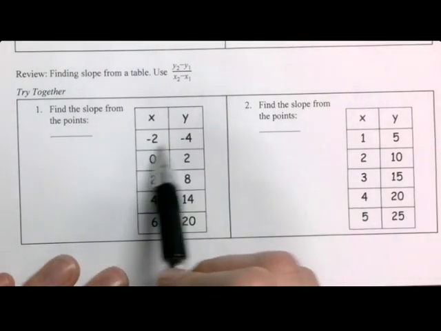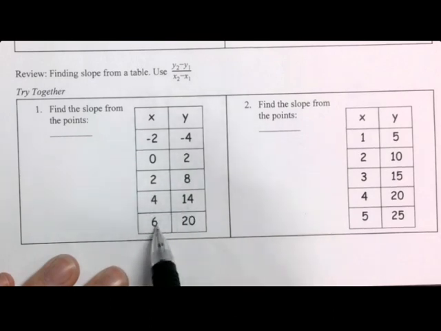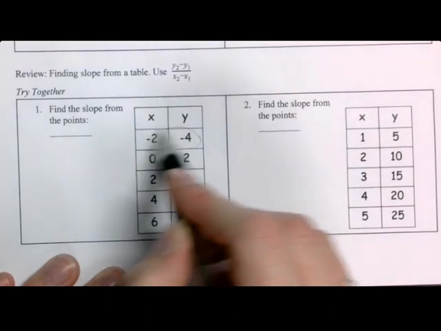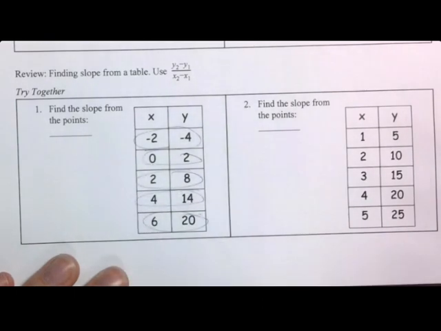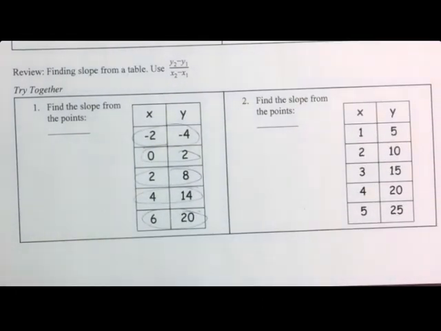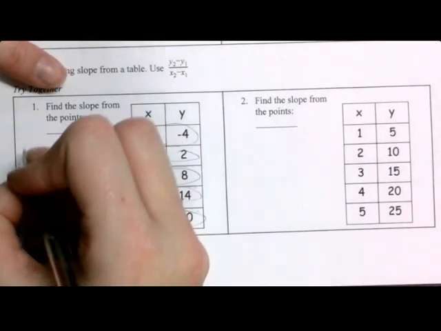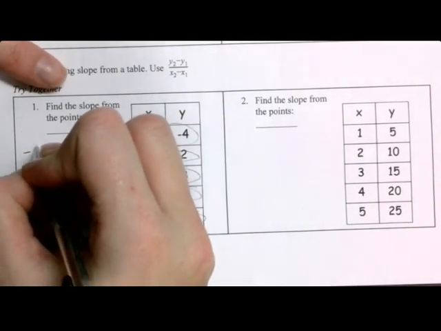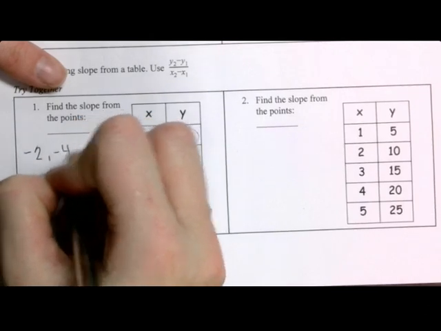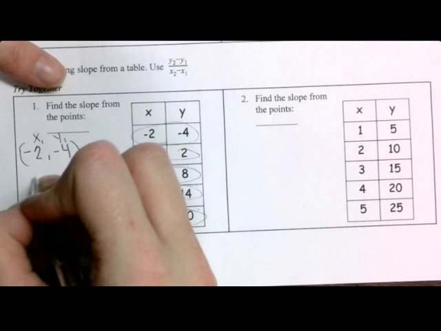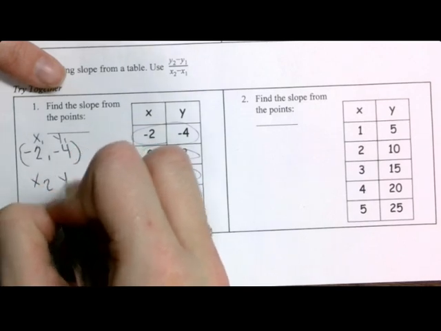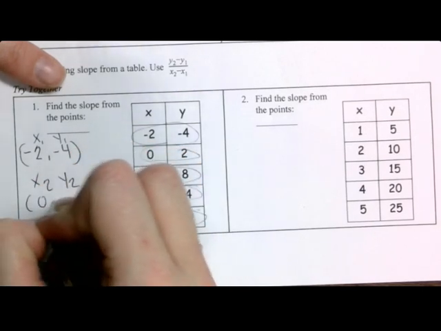Think about this. Each one of these x's and y's, like -2, 4, 0, 2, 2, 8. Those are coordinate pairs. Okay? So, what I want to do is write those as x1, y1, because they're the first ones there. And then I'm going to have x2, y2, and that's going to be 0, 2.